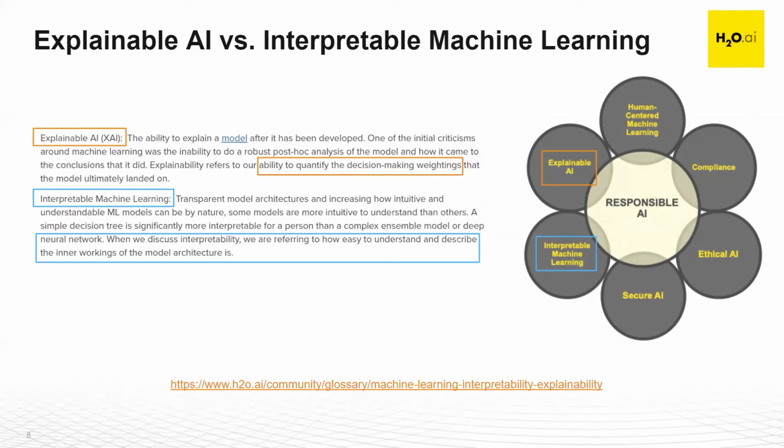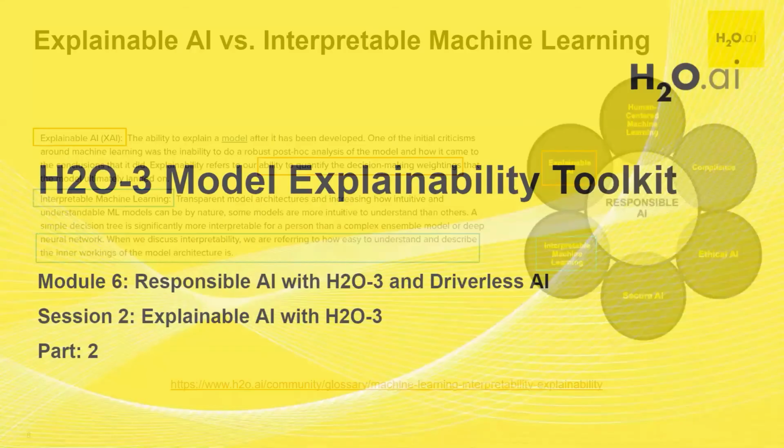But for me, today we want to focus on explainable AI, where we try to quantify some of the decision-making weightings from the models. That is the main goal for today's sessions. If you want to dig deeper into explaining the inner workings of the model, that is more towards interpretable machine learning. Although they're most often used together, I want to make clear that today is about the quantification of some decision-making weightings.